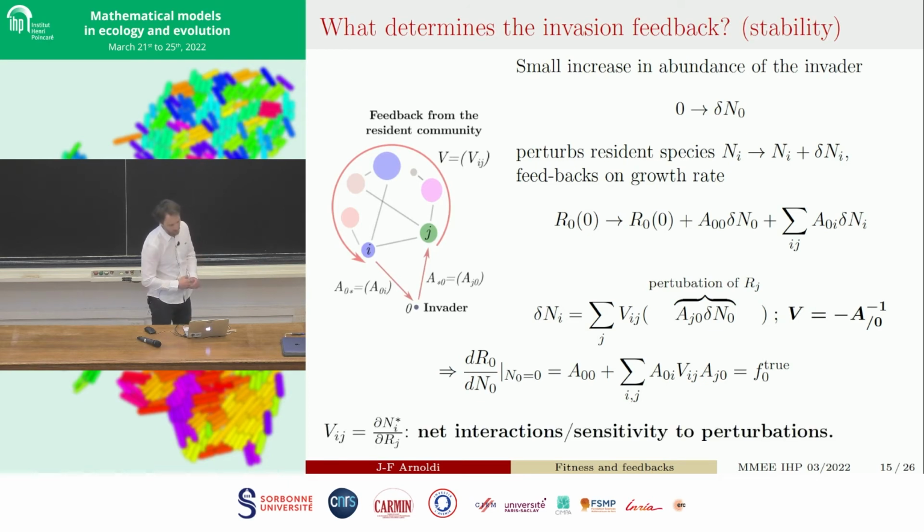And this matrix V tells you how sensitive the abundance of one species is to a change of growth rate of another. So it's encoding the sensitivity of the community to perturbations. In physics terms, this is really the notion of linear response or sensitivity. So it's connecting those two notions.